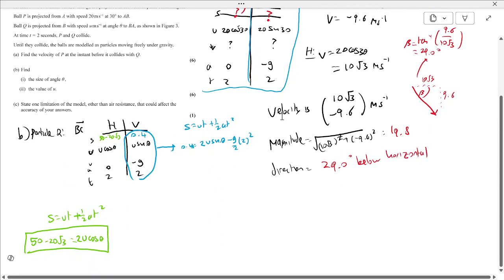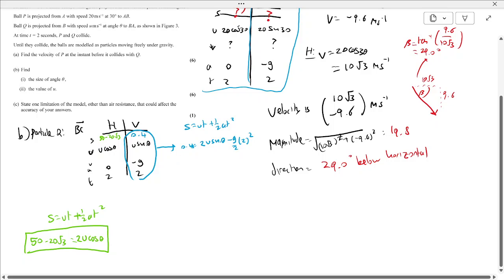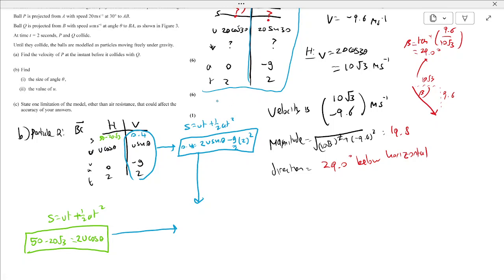That's the green equation. And I got my blue equation because I knew how far particle Q had gone vertically. Right? It had to go the same as particle P. And horizontally it had to add up to 50. Now I've got 2 equations, 2 unknowns. I can just solve them. Right? And then, any way you want to do this.